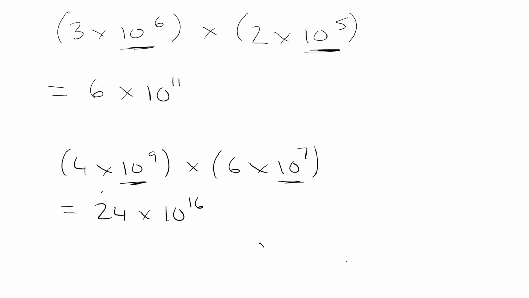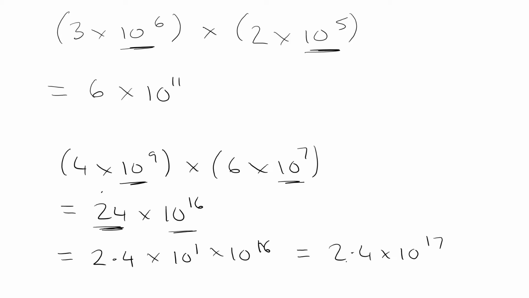And the reason is because the number at the beginning here has to be between 1 and 10, not including 10. So 24 I could write as 2.4 times 10 to the power 1, because if you do 2.4 times 10, you get 24. And then just tag on the times 10 to the power 16. And we can now write that as 2.4 times 10 to the power 17, because we know that we add these two powers together.